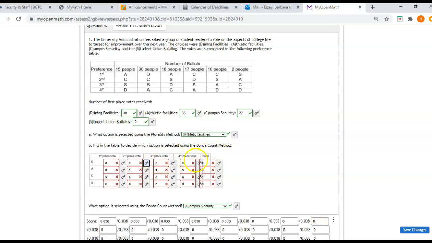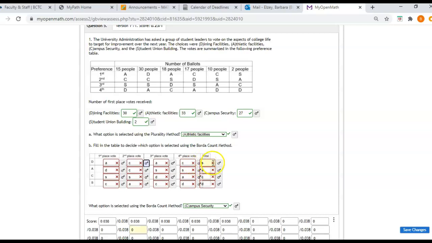All right. Then fourth place. Well, if I look at the fourth place, D is here several times for fourth place. There's 15 here. There's 10 here, so that's 25. And there's 2 here, that's 27. 27 fourth place votes, and fourth place is 1 point. So really, that's just 27. And I'll put 27 right here.